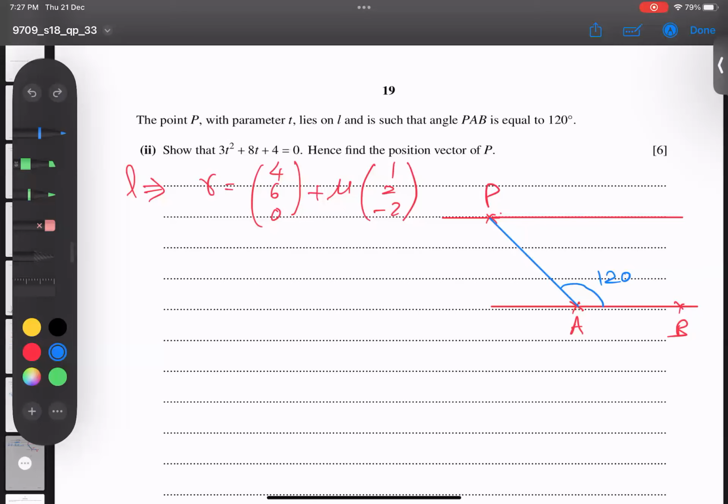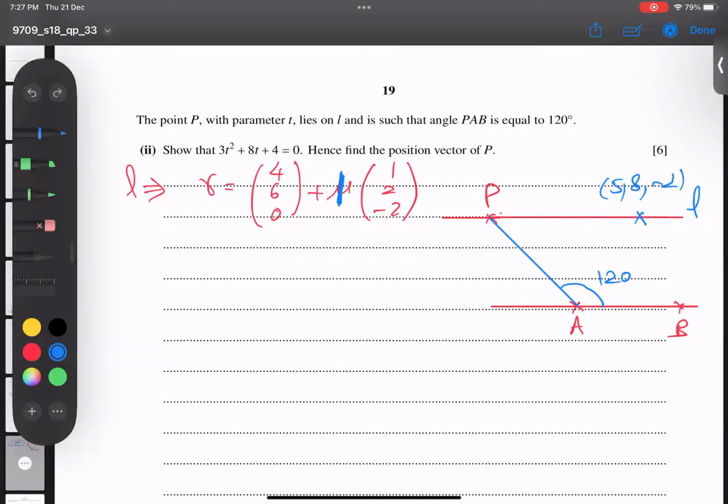Let's see, students, for example, this is the mu we have here. I'll give you an example, just please try to understand. This is line L. Let's say I plug in 1 in the place of mu. What answer? 4 plus 1 is 5, so x is 5. Then 6 plus 2 is 8, so this is 8. And 0 minus 2 is minus 2. So this is one point. I plug in 1, I got this point.